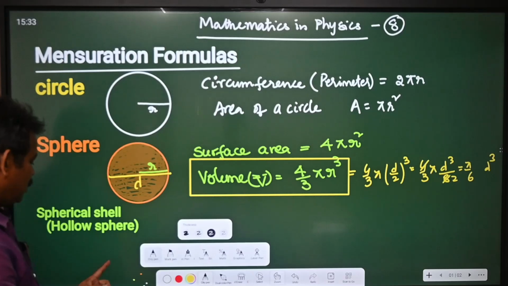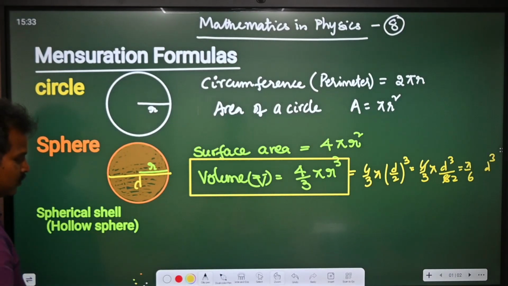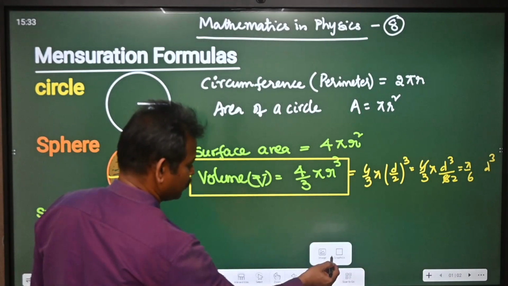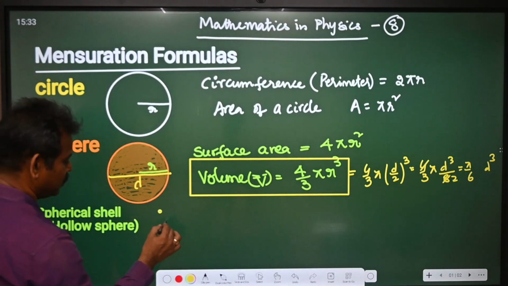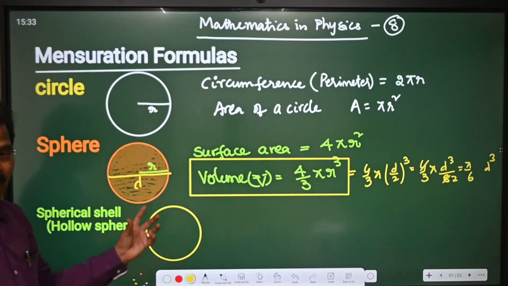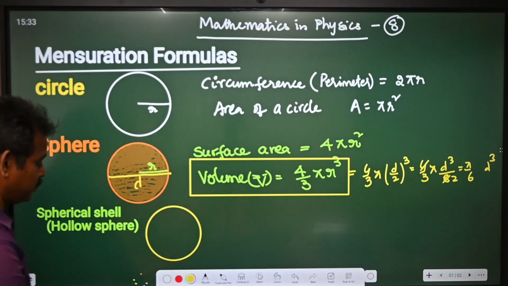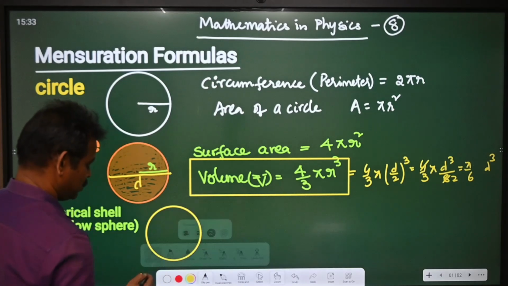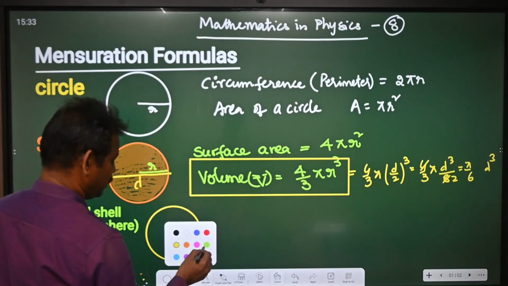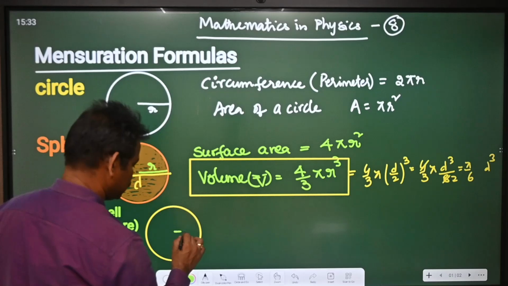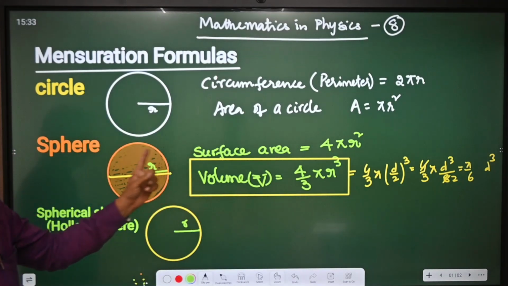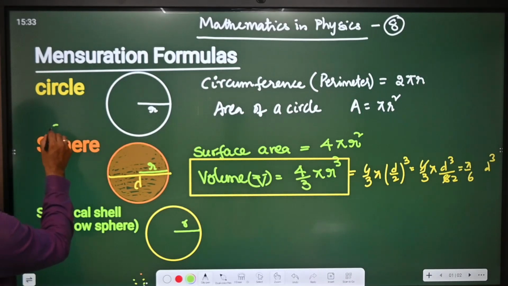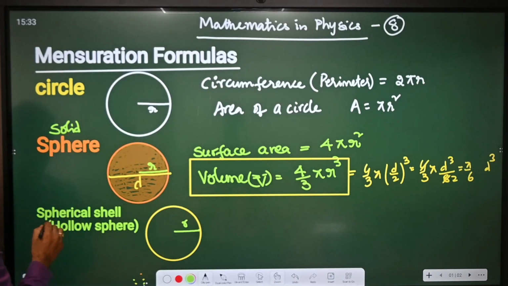The next one, spherical shell. For a spherical shell, we use the same diagram. The diagram will be similar to this one only. This is the spherical shell, also called a hollow sphere. In this case, we will write the radius of the spherical shell. Let me take this as r. This is a solid sphere or simply sphere, or hollow sphere like this.